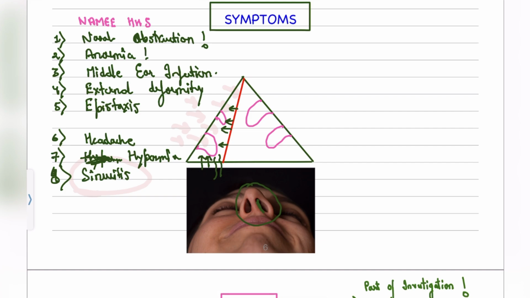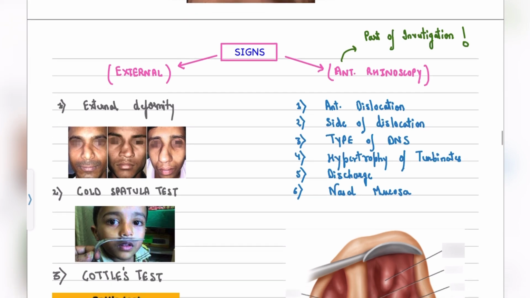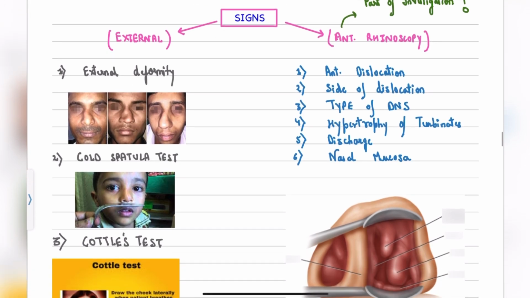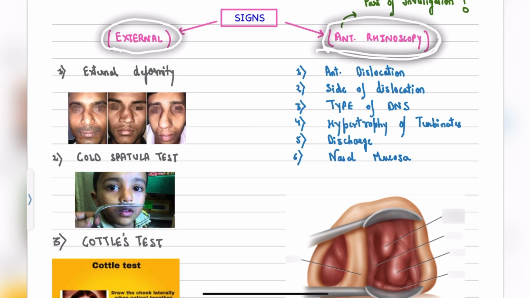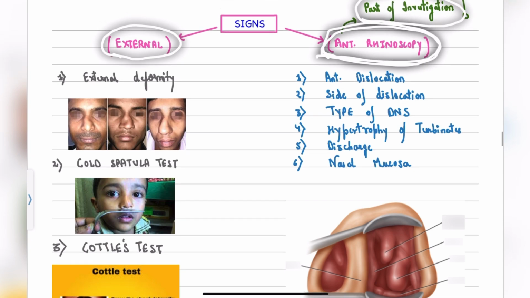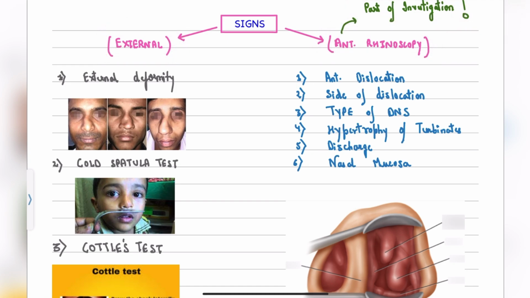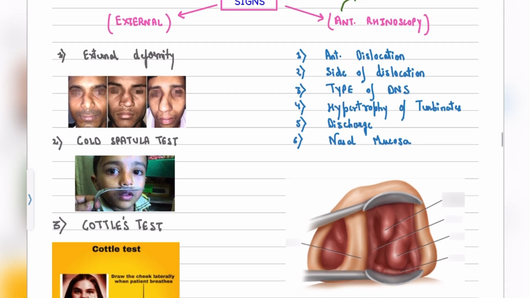We have talked about the symptoms. Let's talk about the signs of the deviated nasal septum. Very, very, very important concept. Signs can be made out externally, or they can be made out through anterior rhinoscopy. One thing to remember, anterior rhinoscopy forms part of the investigation for deviated nasal septum in the patient. Alright, let's move ahead. There are 3 points to be checked for signs in deviated nasal septum. First, of course, it's a nasal deformity.